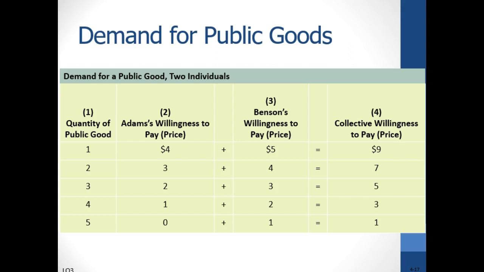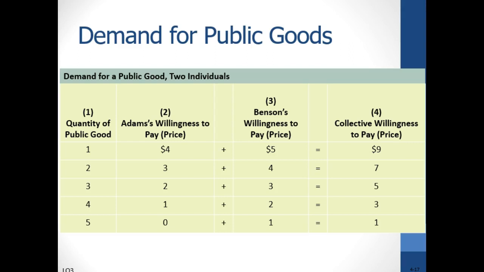The demand for a public good is somewhat unusual. The government tries to estimate the demand for a public good through surveys or public votes. Suppose Adams and Benson are the only two people in society, and their marginal willingness to pay for a public good, national defense in this case, is as shown in the columns of this table.